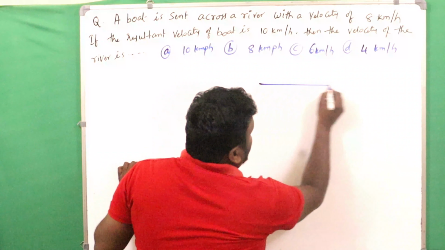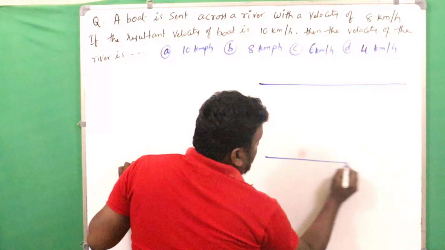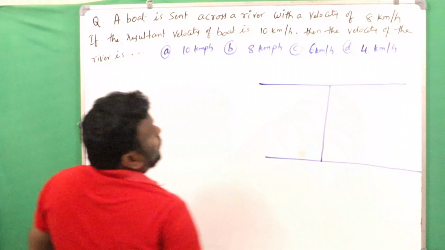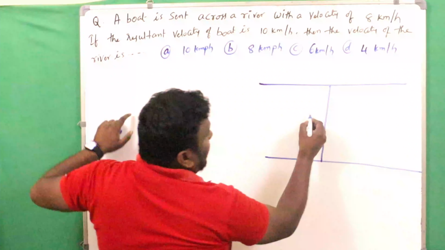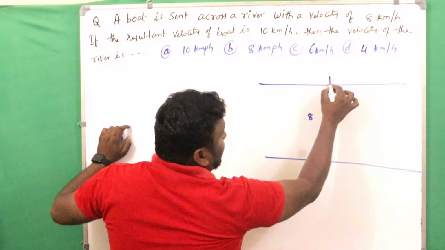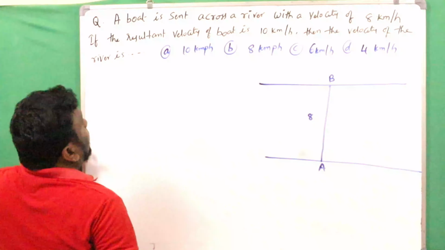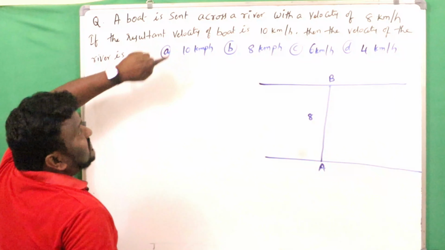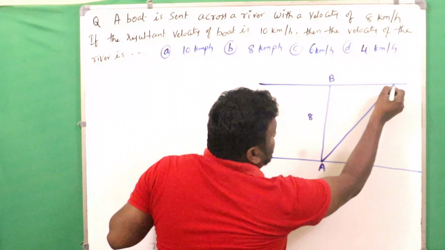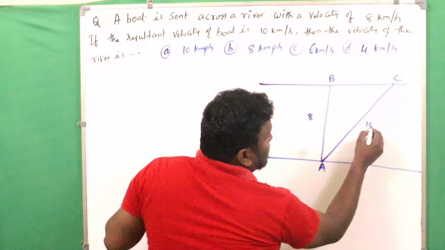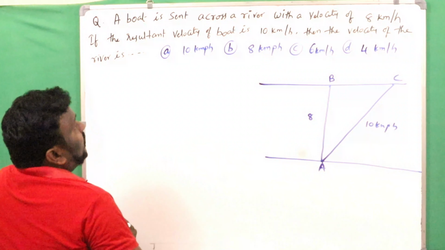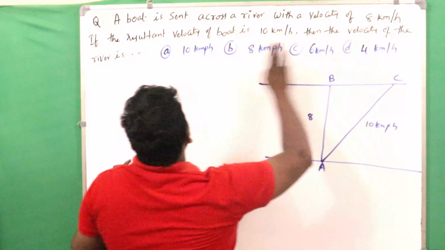So very simple, this one. As the boat is moving like this with a speed of 8 km per hour, I am saying now this is A and this is B. If the resultant velocity of the boat is 10 km per hour, the resultant velocity can be shown like this. It is C. What is 10 km per hour? Clear. Then what do you have to find out?